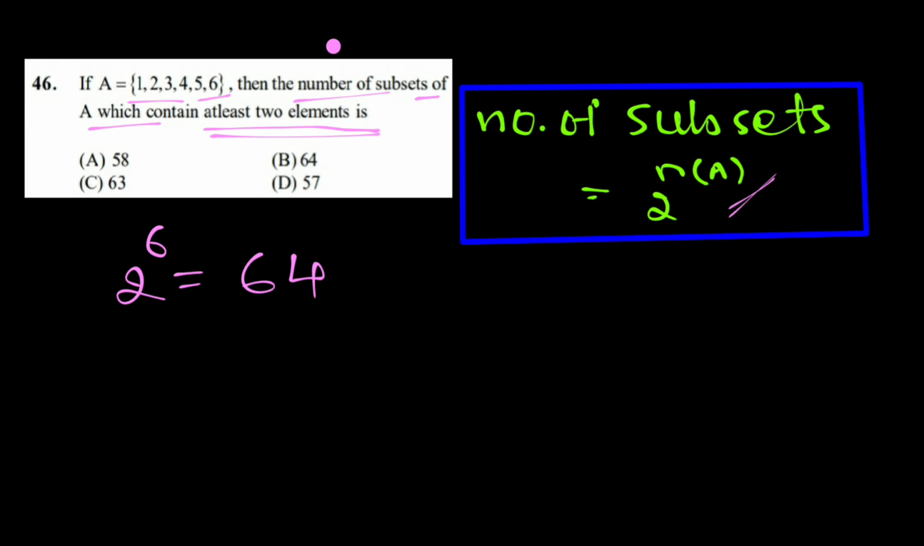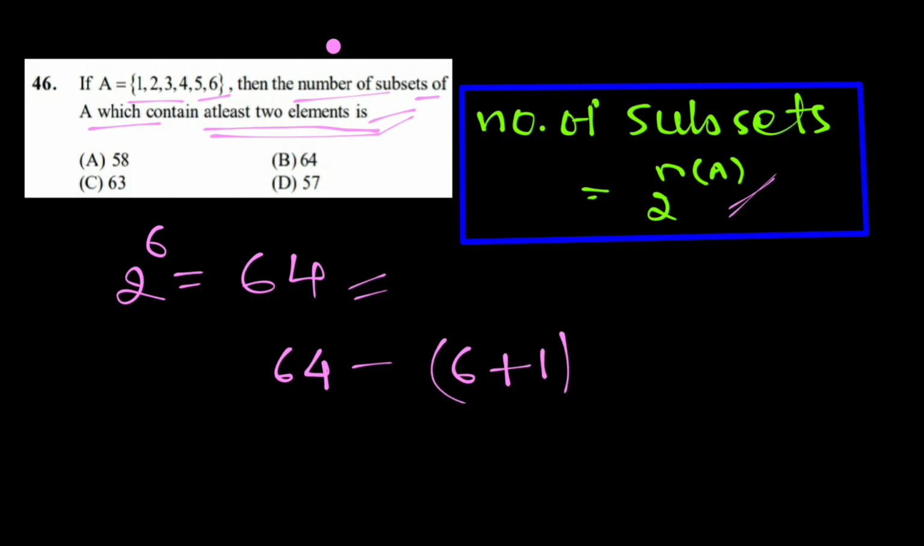So now in this 64 you will also get subsets with less than 2 elements, that is nothing but singleton sets and the empty set. But here the question is at least 2 elements, that means we have to remove from this one the singleton sets and the empty set. So the number of singleton sets in this set is 6, as 6 elements are there. So singleton sets is 6 and empty set is 1.